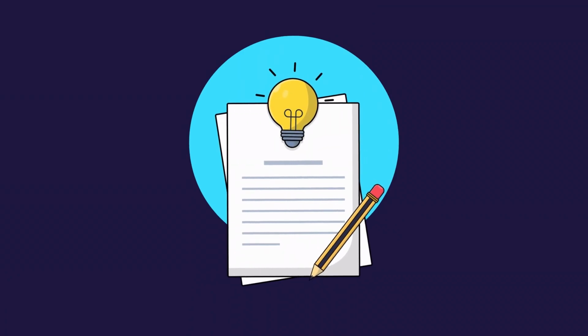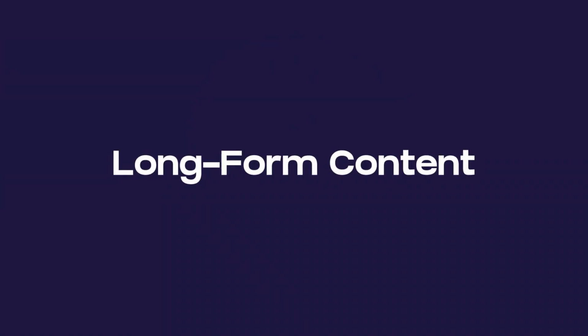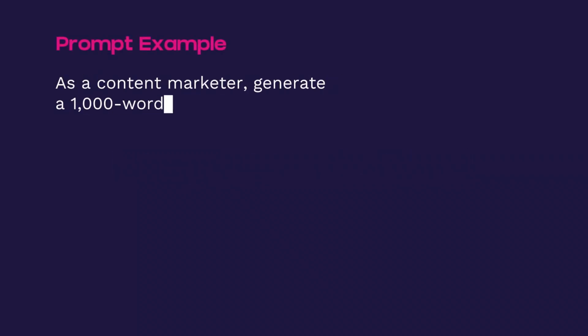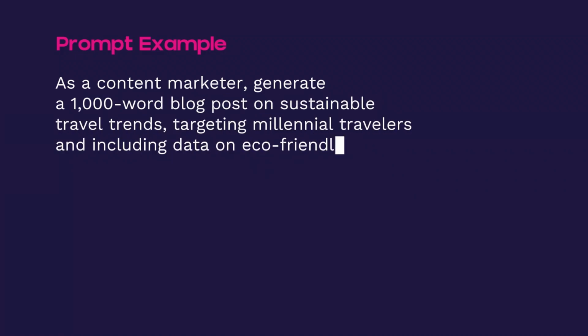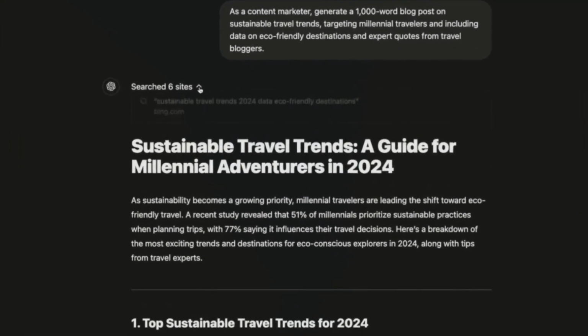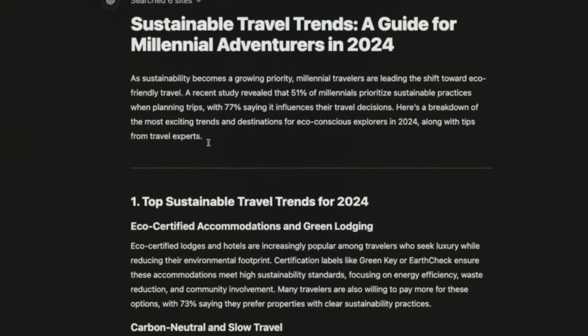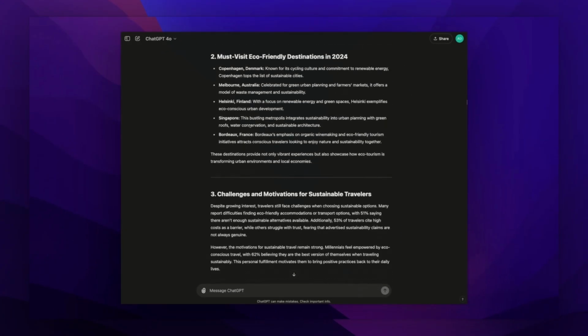You can also use ChatGPT for writing and creating. We start off with long-form content. With long-form content, you can craft detailed and in-depth article drafts in a matter of minutes. An example prompt here could be, as a content marketer, generate a 1,000-word blog post on sustainable travel trends, targeting millennial travelers and including data on eco-friendly destinations and expert posts from travel bloggers. And so you see here, it's even gone as far as giving some research, and then it starts creating some drafts for long-form content.